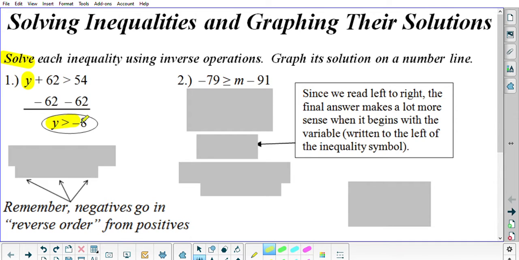So we have the solution here. Y is greater than negative 8. The next part, though, according to the directions, is to graph the solution on a number line. And so traditionally, we're going to put 3 hash marks on that number line.